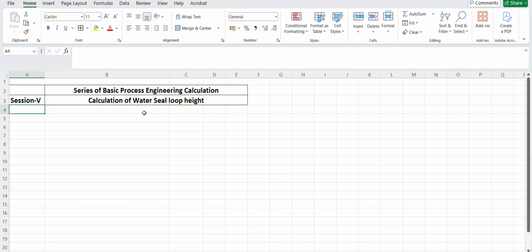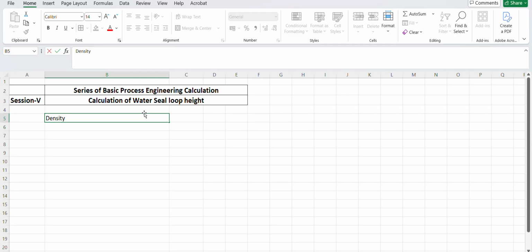In this session we will focus on how to calculate the water seal loop height to avoid the reverse flow in case of vacuum break or power failure or blower failure in case of scrubber. So this is a simple calculation. We will show you how to calculate the loop height based on the data or pressure differences available with you. To calculate the loop height, we require the density of fluids.